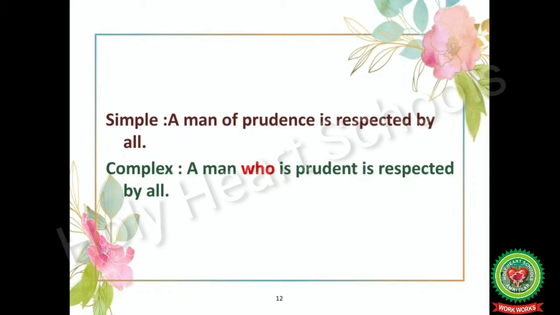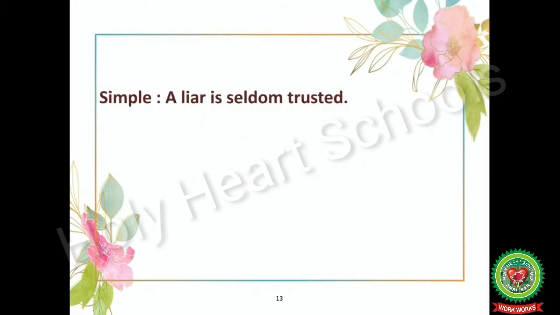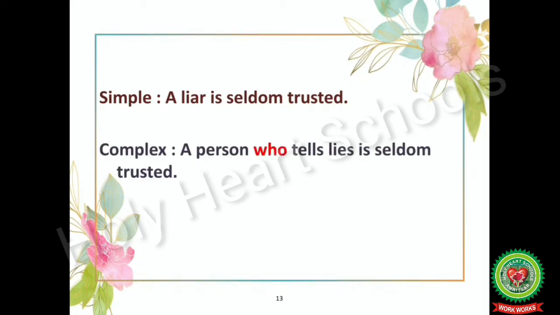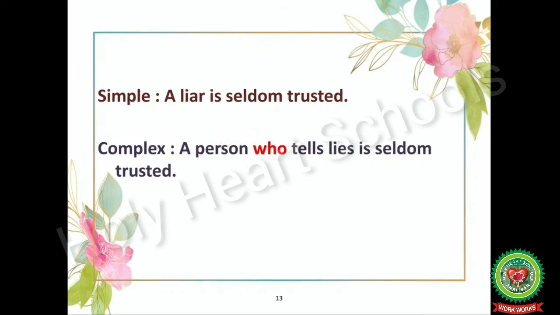So, a man who is prudent is respected by all. Again, here we have used the conjunction who immediately after man, which it describes. And the two finite verbs in the sentence are is and respected. Now, next sentence. A liar is seldom trusted. Now, which person is seldom trusted? A person who tells lies is seldom trusted. We have used here conjunction who. It is placed after the person it describes. And two finite verbs are tells and is.